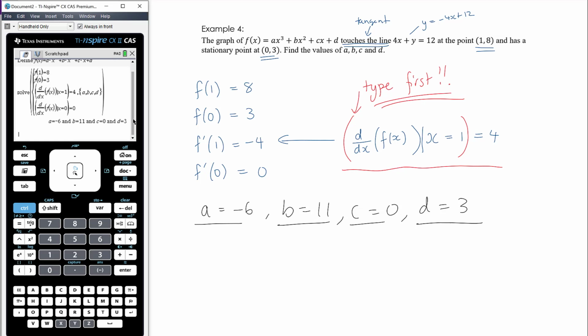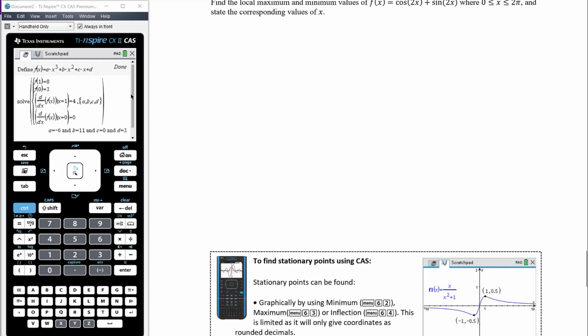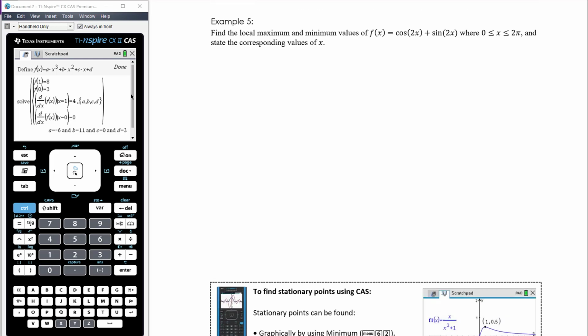I'll screenshot that CAS screen and put it in here later so you can refer to the notes with the screenshot there if you need it. Okay, final example.